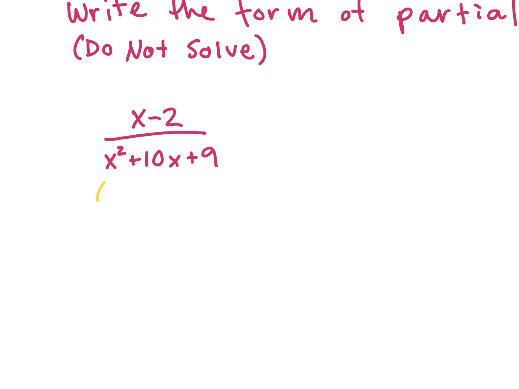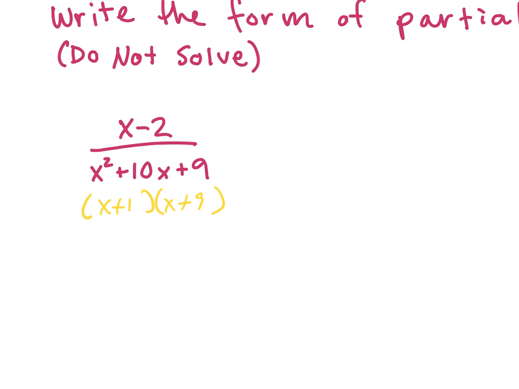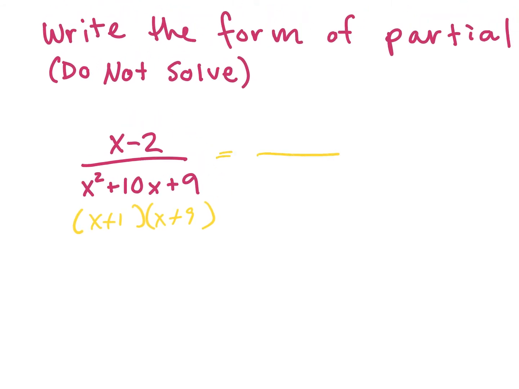I have to factor the denominator. So what would my denominator factor into? x plus 1 and x plus 9. You guys agree? Okay, so if all we're doing is setting this up, we would set this up as the first fraction's x plus 1, the second fraction x plus 9, correct? I have an A and a B. All right, that's all they're asking you to do here, just set it up.